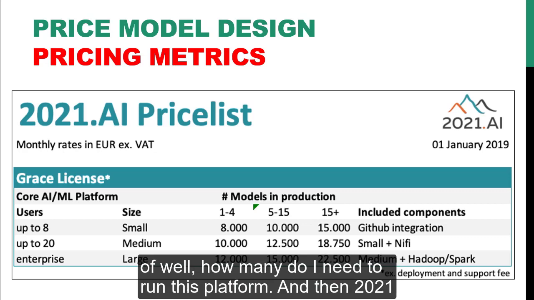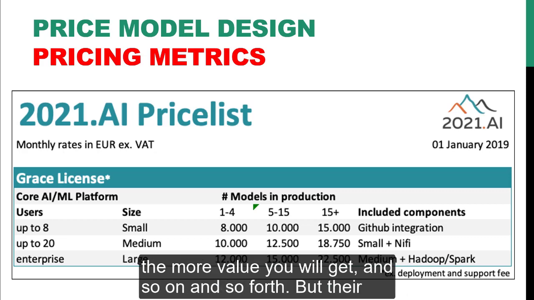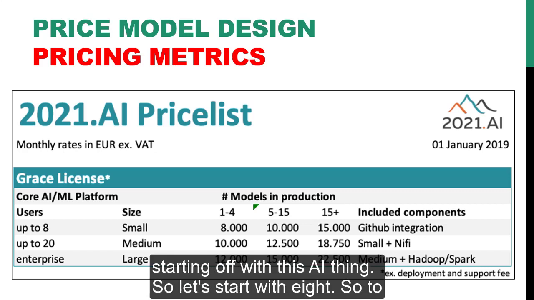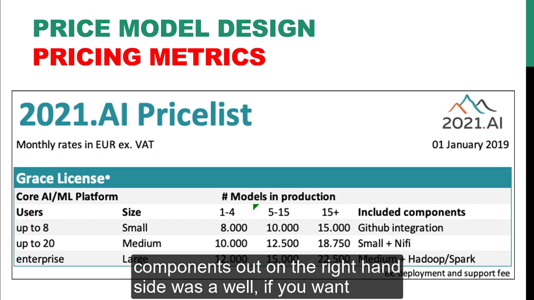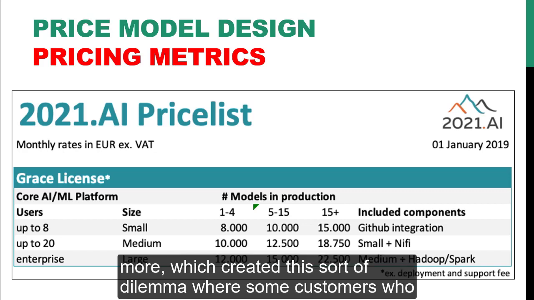Because customers had the sense of, well, how many do I need to run this platform? And then 2021 would do this song and dance, say, well, the more users you have, the more value you'll get, and so on and so forth. But their banking customers would be conservative and say, well, we're just starting up with this AI thing, so let's start with 8. So to counteract it, they started to move these included components out on the right-hand side, where they say, well, if you want Spark, then damn it, you're an enterprise and you have to pay more.